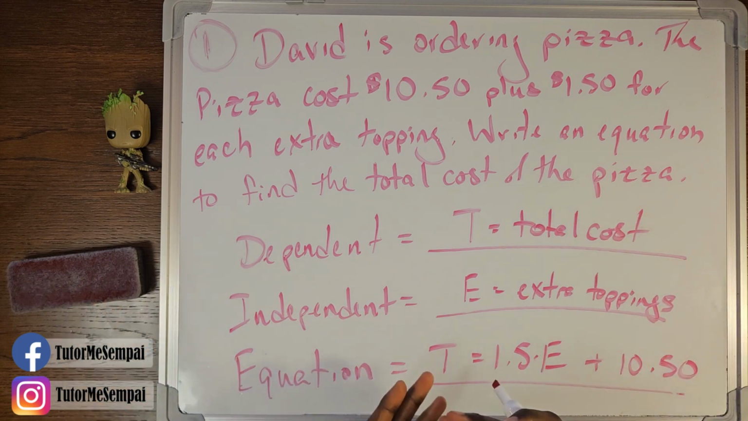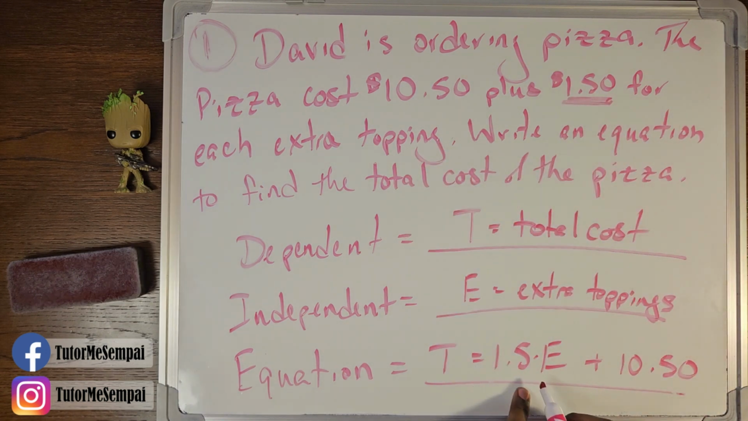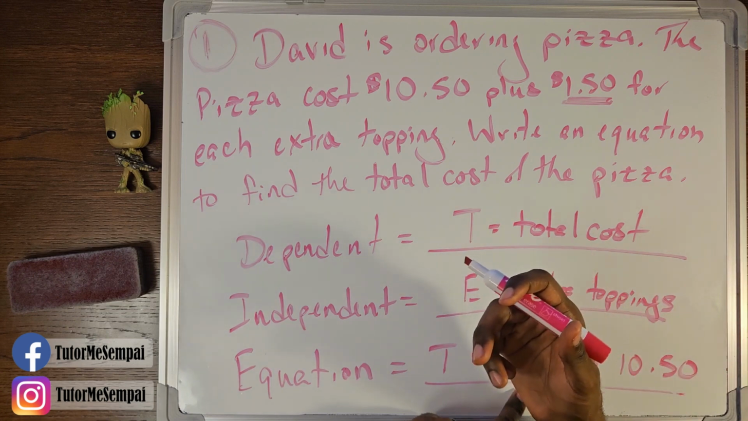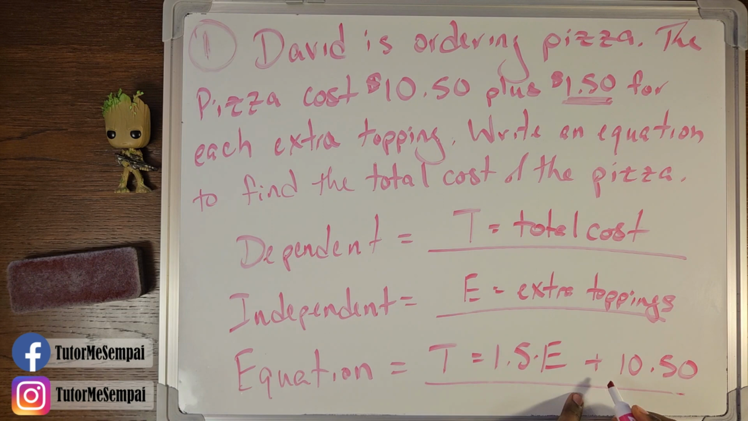So when you put all of that together, you have T, our total cost, is going to equal 1.5, which is going to be how much each topping costs, times the amount of toppings that we choose. So if you want a lot of toppings or a little bit of toppings, you control that, plus the base cost of the pizza, which was $10.50.